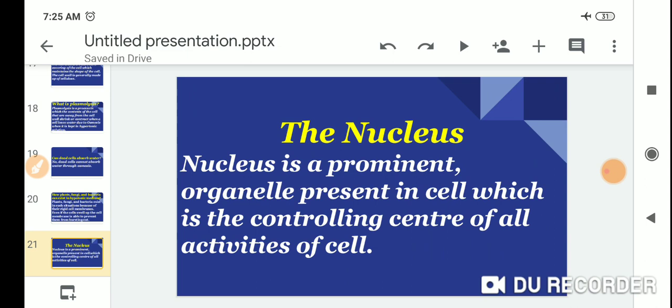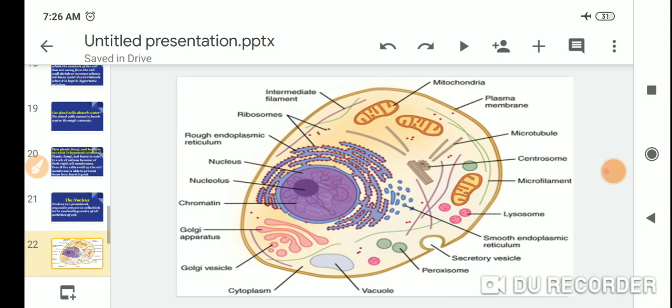The nucleus. The nucleus is a prominent organelle present in the cell which is the controlling center of all activities of the cell. Look at this figure, nucleus.